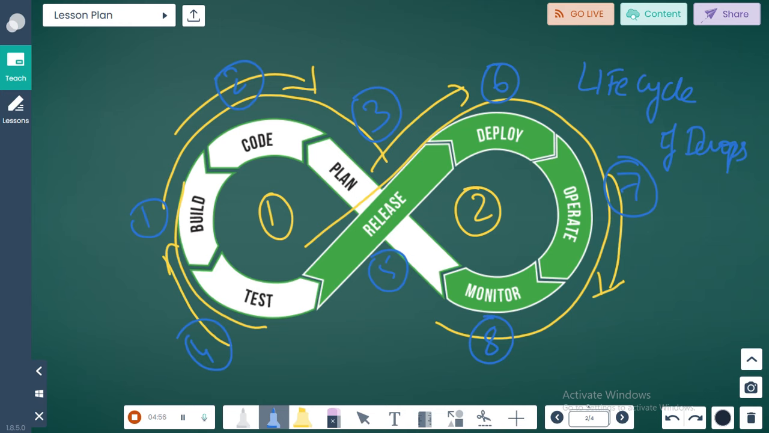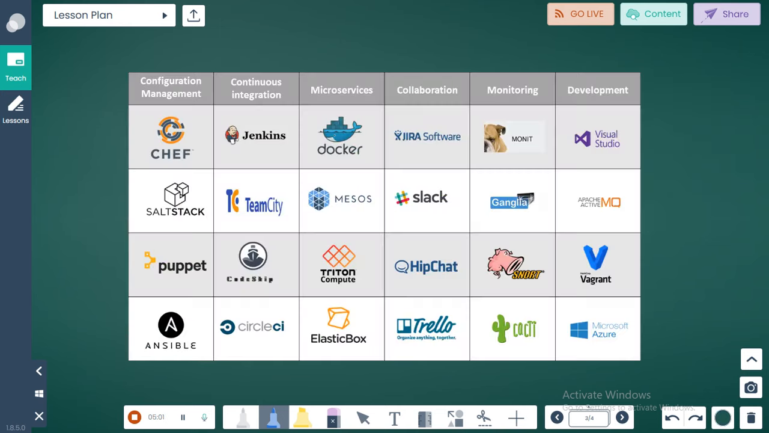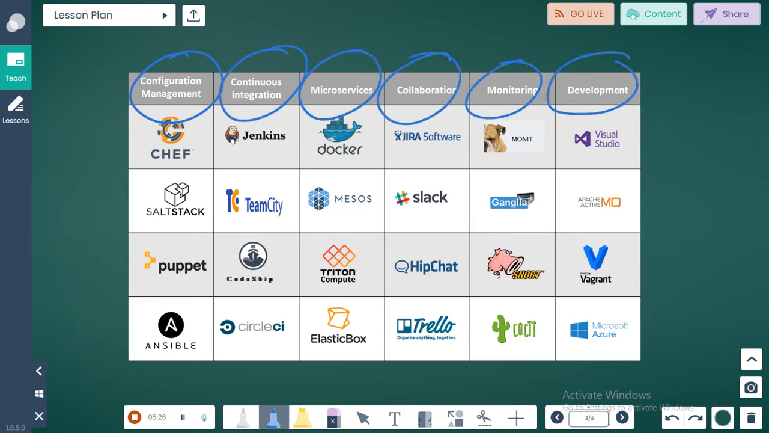Now, in order to do all these things, definitely we need a lot of tools for all these different phases. We have various categories of tools to manage those phases, because you need to perform a lot of activities: configuration management, continuous integration, how to deploy microservices, collaboration, monitoring, and development.